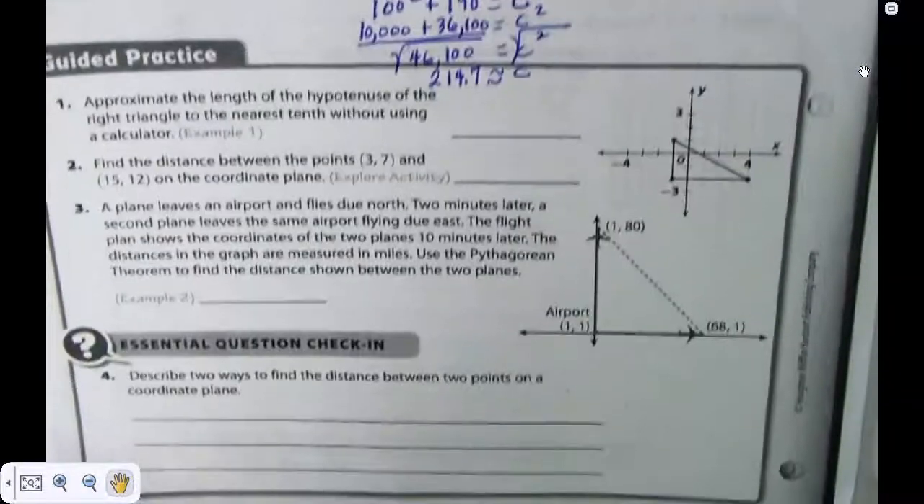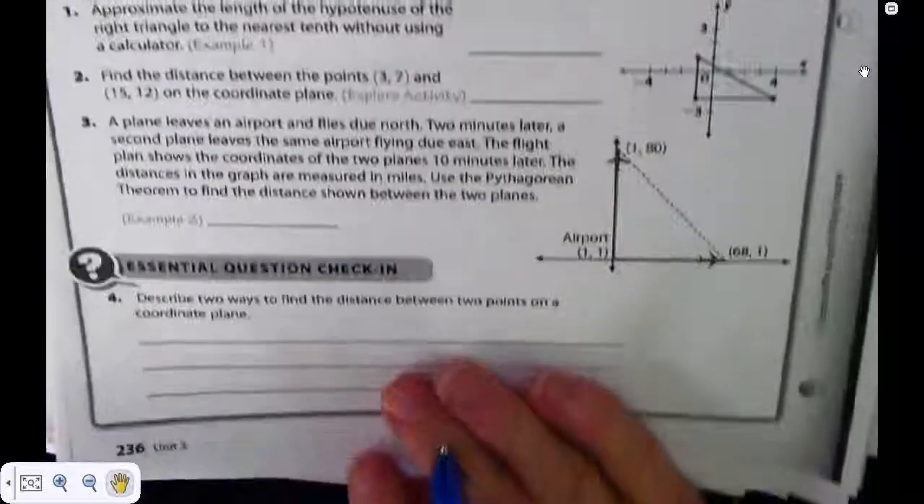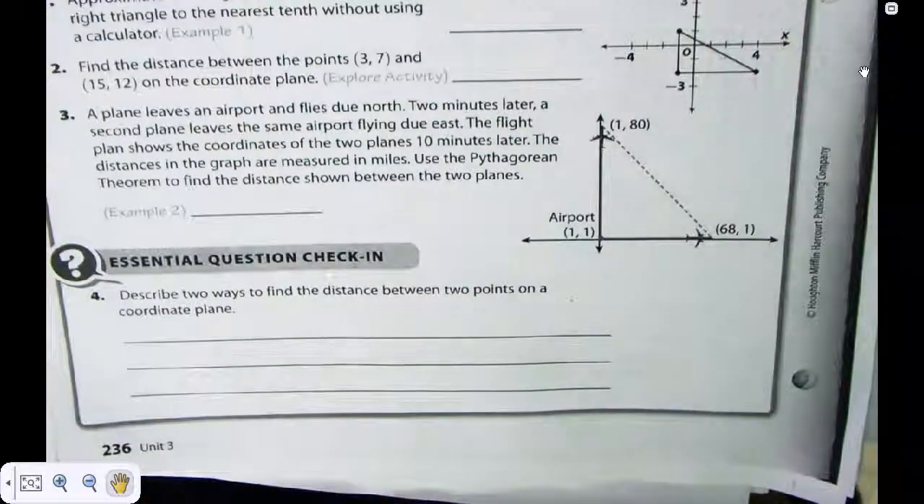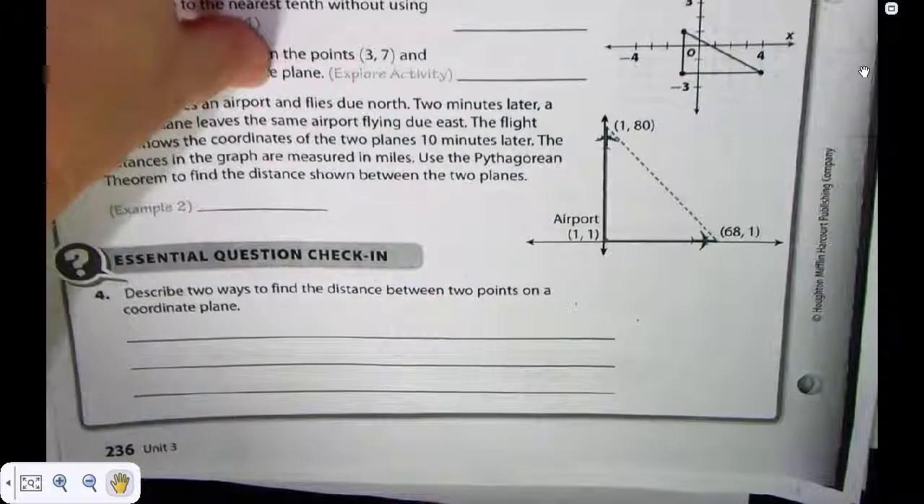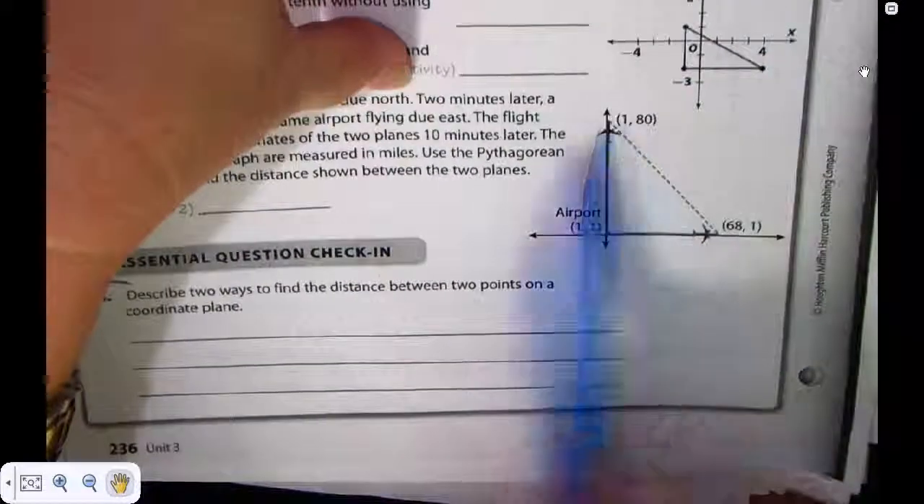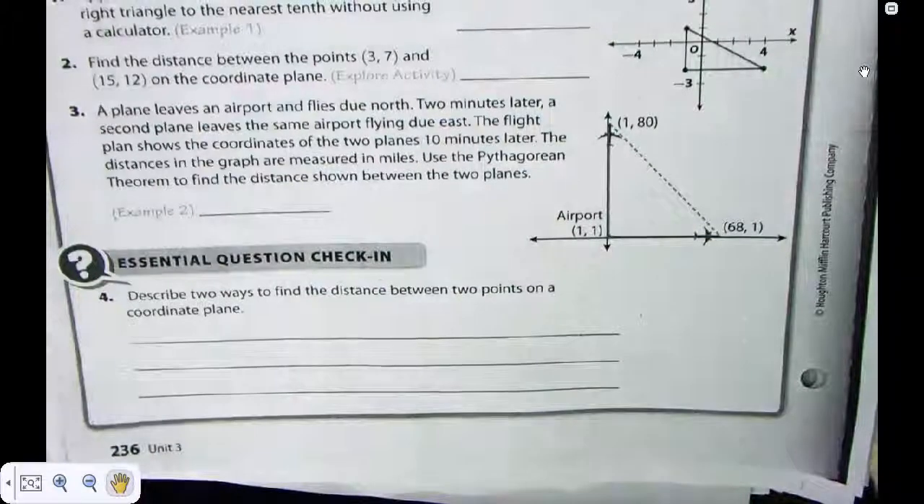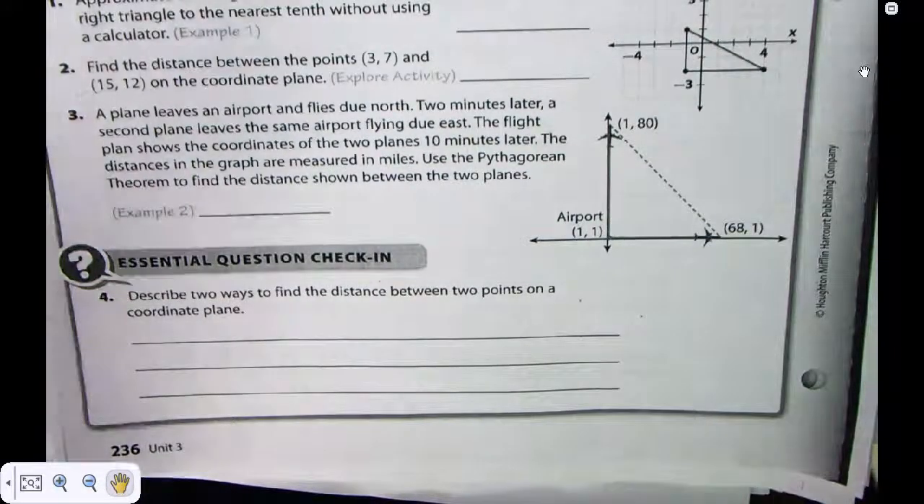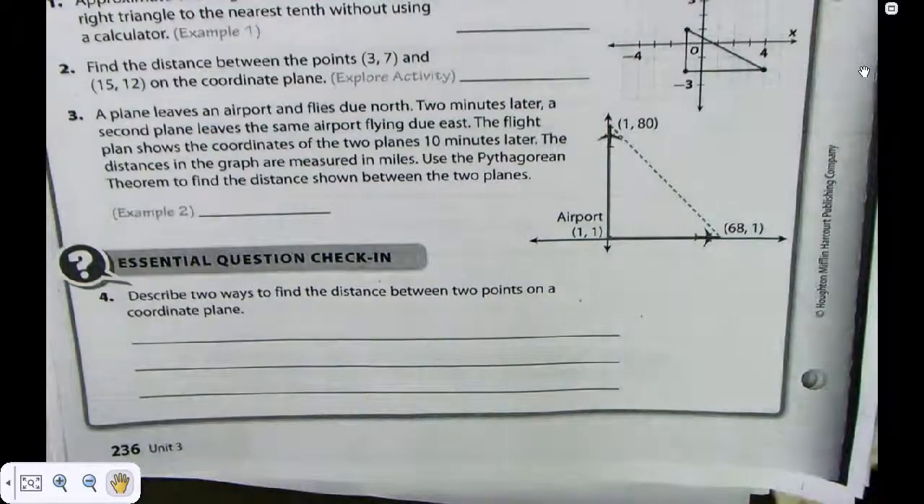All right, look down at 3. We're not going to work this one. We're just going to set it up. So they want to know, guys, one plane leaves, it goes due north. Due north means straight north. You're not going northeast, northwest. You're going north. Okay, close your eyes. Point north, and freeze. Open your eyes and freeze.